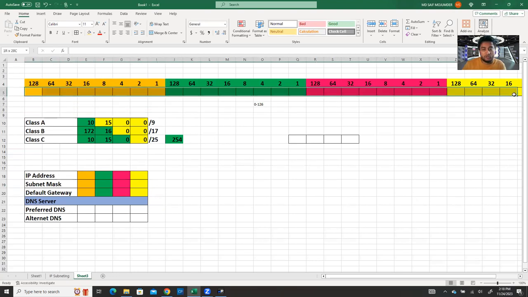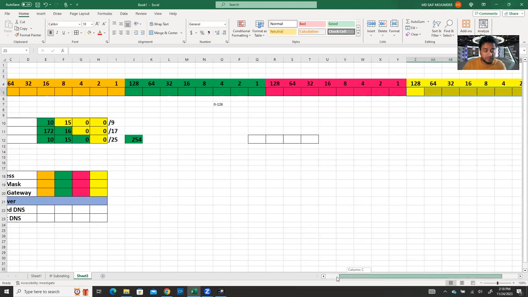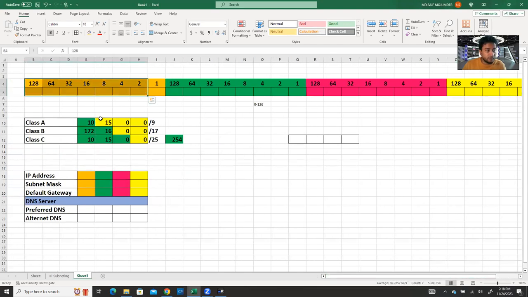I just drew 32 bits here. If you see the different colors, 8 bits here, total 32 bits, right? That means this 8 bits is one octet, this 8 bits is another, and so on. You see here I have some numbers, 1, 2, 4, 8 for the first octet. That means how I increase the number: 1, then double of 1 is 2, double of 2 is 4, double of 4 is 8, double of 8 is 16, double of 16 is 32, double of 32 is 64, double of 64 is 128.